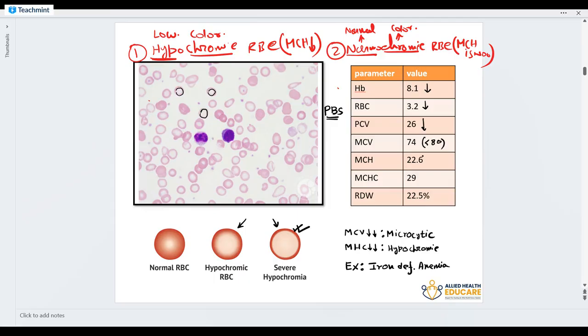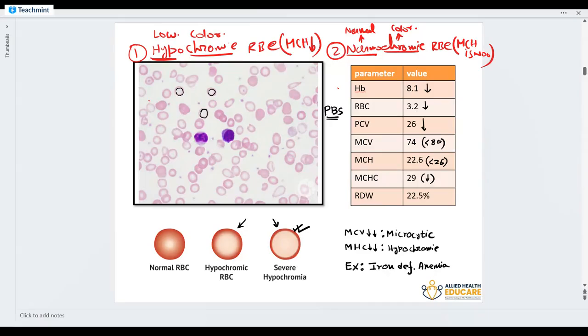MCV is less than 80 femtoliter. If MCV is less than 80 femtoliter, then it is called hypochromic. MCH is less than 26 picogram, so that it is hypochromic. And if MCH is low, then MCHC is definitely low. That is 29. It is also low.